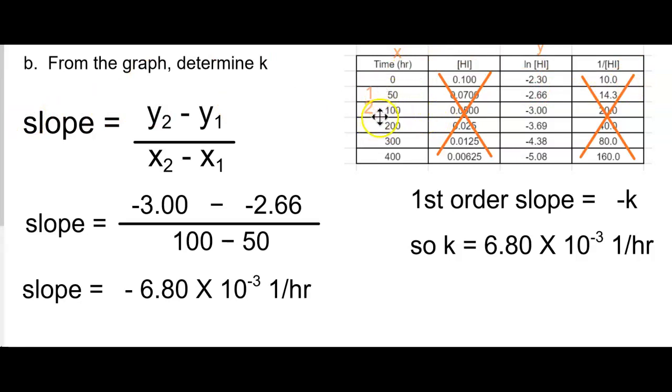I picked two points arbitrarily. I just picked 50 and 100. Didn't want to deal with 0. So I make time my x, natural log of concentration my y. Therefore I did 0.2, which was -3 minus -2.66. So y2 minus y1. And then 100 minus 50, x2 minus x1. Get this answer. I find that the slope is -6.80, but based on the chart, we know the first order slope is the opposite sign of k, or k is the opposite sign of slope, however you want to think of it. By the way, you should have positive values of k. You will not have negative values of k. So therefore, this is our k. We will use that k throughout the rest of this example.